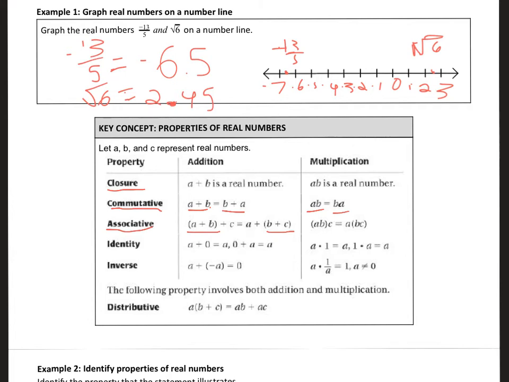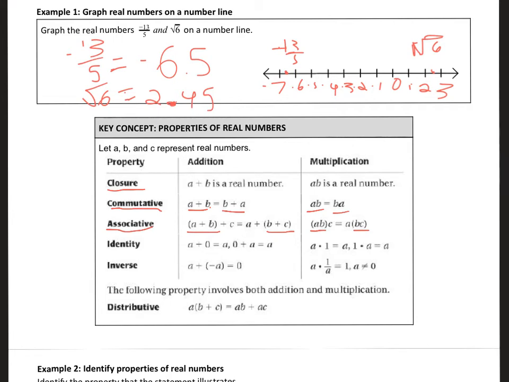And it works the same for multiplication. In the first product, I put the parentheses around A times B. In the second product, I put the parentheses around B times C. So the associative property moves around those grouping symbols, those parentheses, okay?